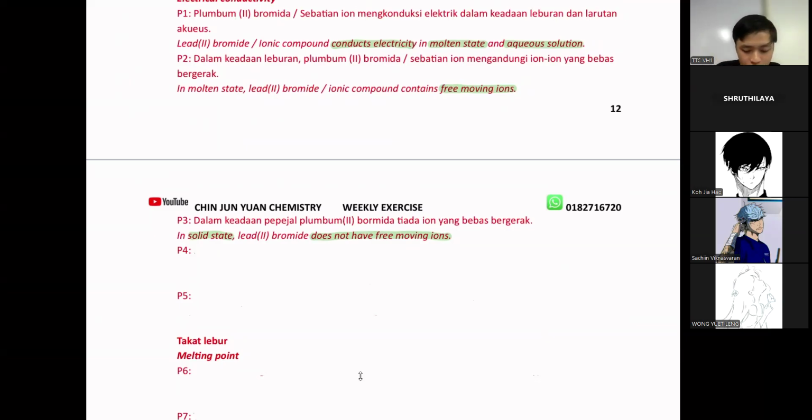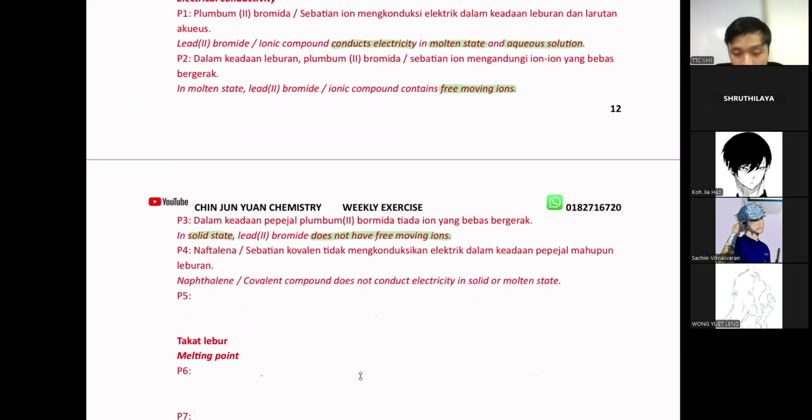Okay. For the fourth and fifth points, just talk about the covalent compound, which we call naphthalene. Naphthalene cannot conduct electricity in all states. I mean, you can say it cannot conduct electricity in molten or solid state also. Fourth point. Covalent, we can call it naphthalene. Naphthalene does not conduct electricity, doesn't matter which state.